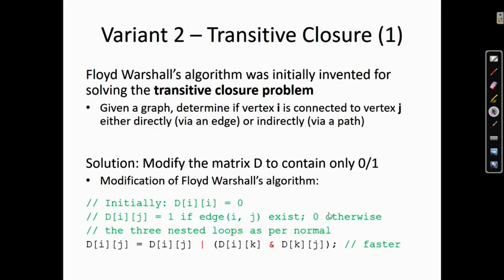Why do we use a bitwise operation, bitwise AND, instead of logical AND? Because here we are working with integers. In Java you cannot use logical operators with integer values, right? So you use the bitwise operator, and it gives you the same effect as the logical operators when you work with 0s and 1s.